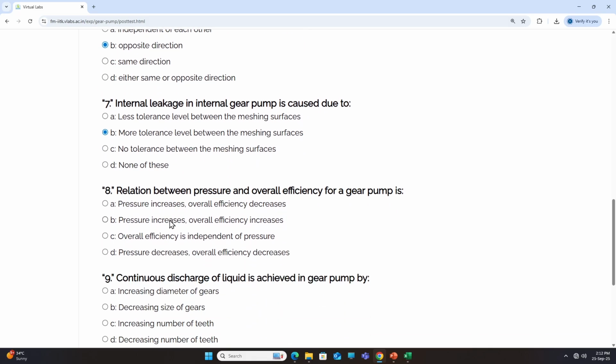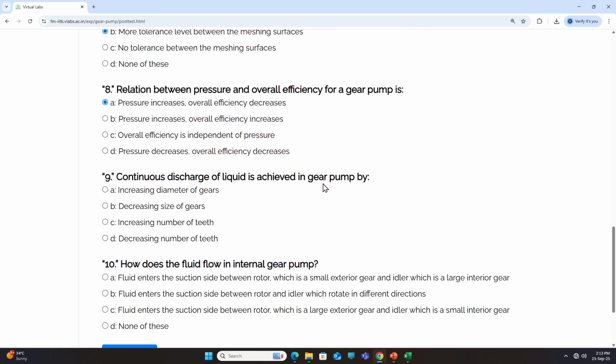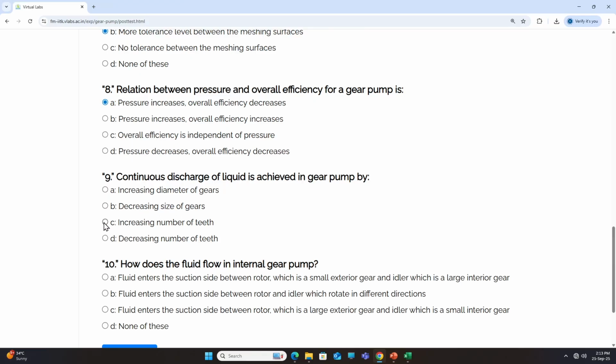Relationship between the pressure and overall efficiency of a gear pump is pressure increases when overall efficiency decreases. Continuous discharge of liquid is achieved in a gear pump by, when we say continuous discharge, it is always a positive displacement pump, but the discharge could be discrete at some points. To have a continuous discharge, we can have more number of teeth. So, here the answer could be by increasing the number of teeth.